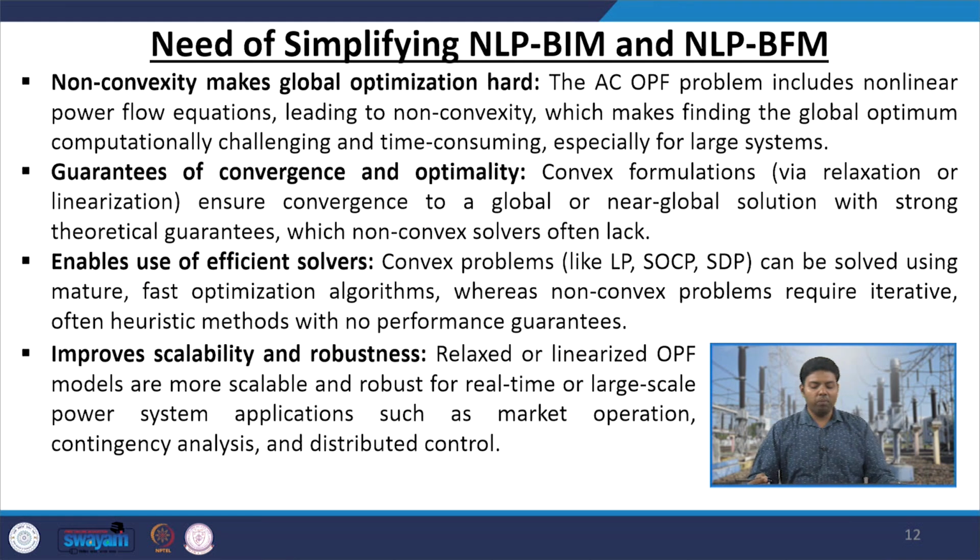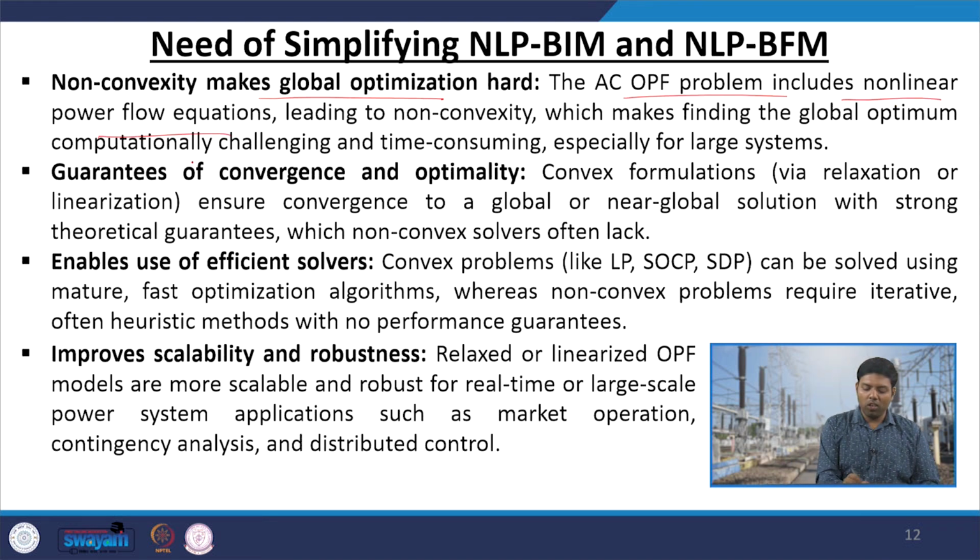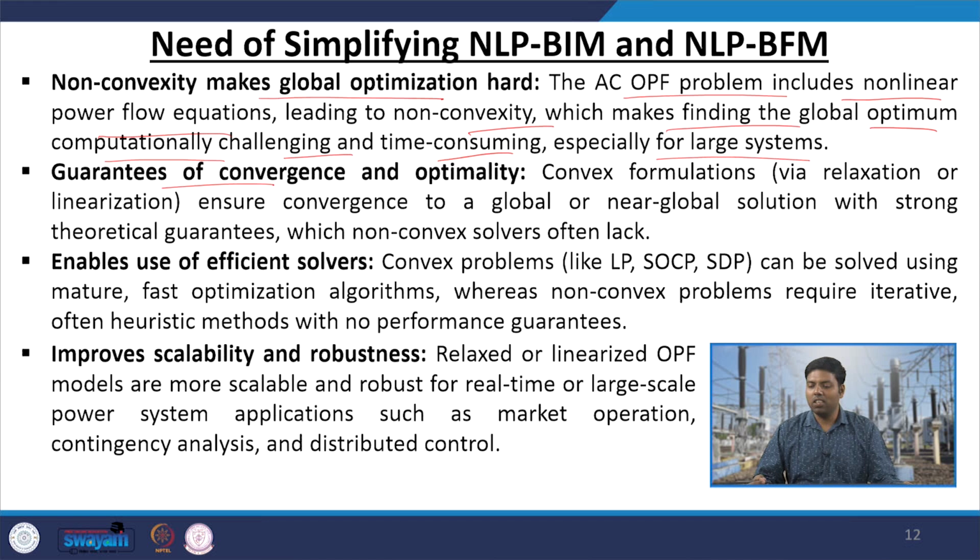So, why do you need to simplify this NLP, BIM and BFM method? Non-convexity makes the global optimization hard. The problem includes nonlinear power flow equations leading to non-convexity, which makes finding the global optimum computationally challenging and also time consuming for very large systems. Then convergence and optimality cannot be guaranteed if you go with the non-convex solution. But if you go with a convex relaxation, that will ensure convergence to a global or near global optimal solution with strong theoretical guarantees.